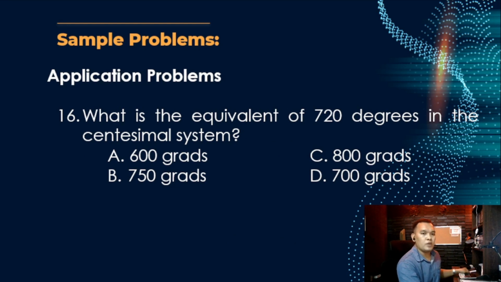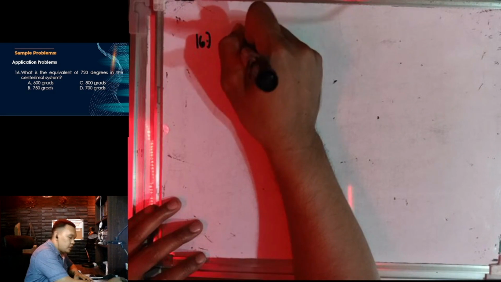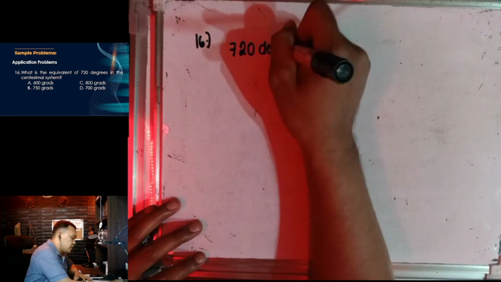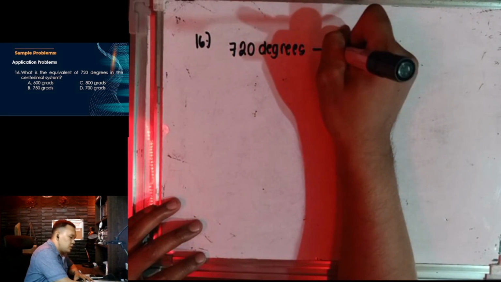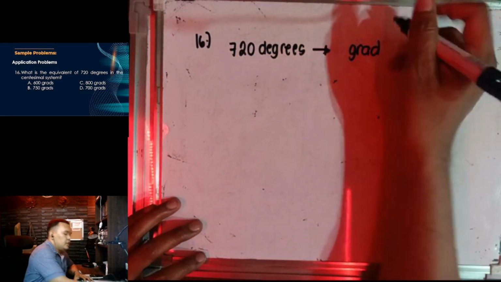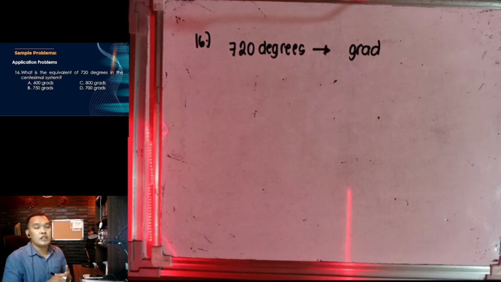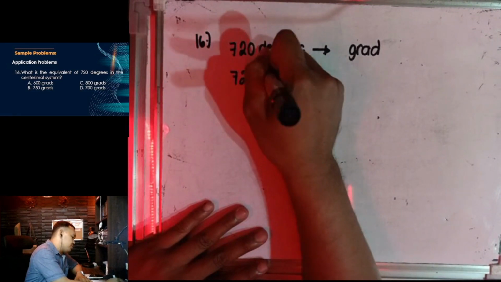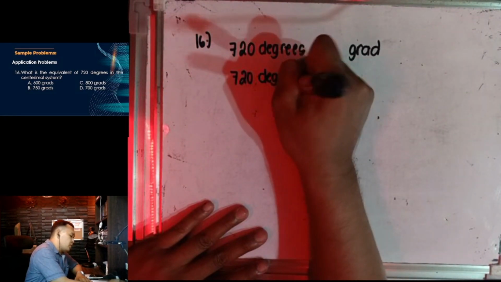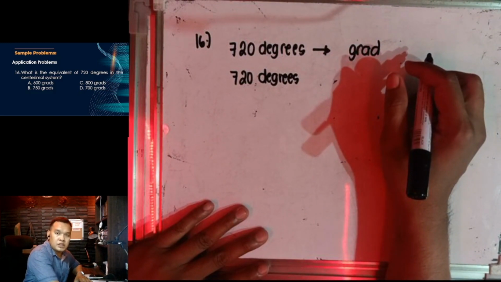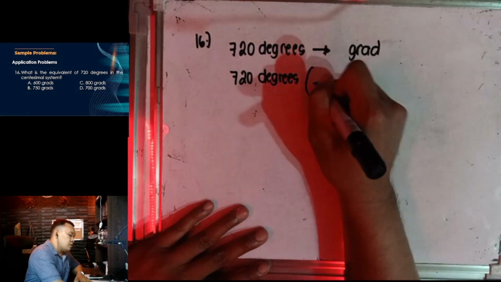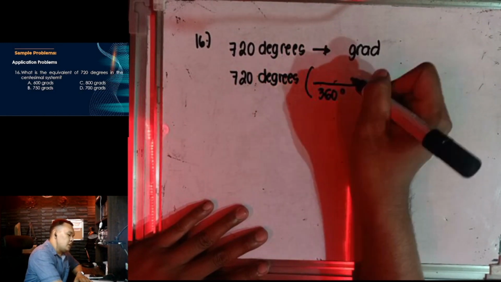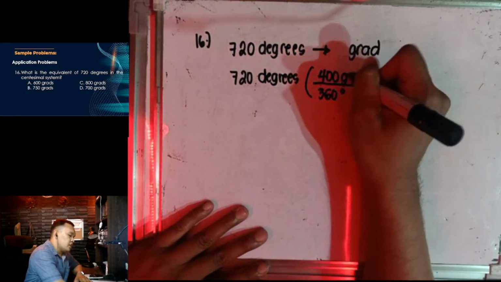What is the equivalent of 720 degrees in the centesimal system? Okay? So we just convert 720 degrees to grade. Then we all know that 360 degrees is equivalent to 400 grade. So therefore, 720 degrees, or 1 revolution, or 360 degrees is equivalent to 400 grade.